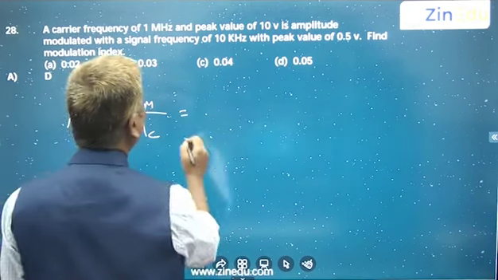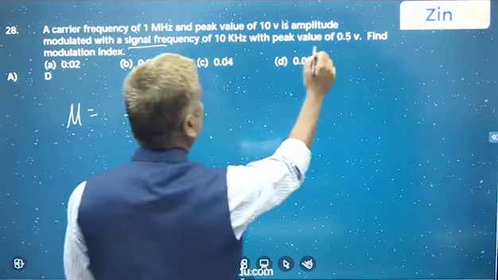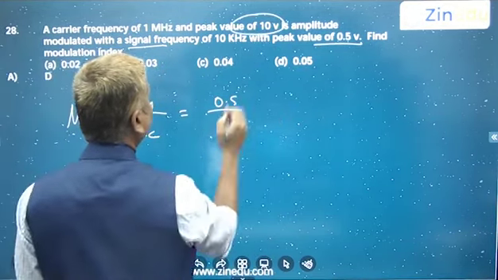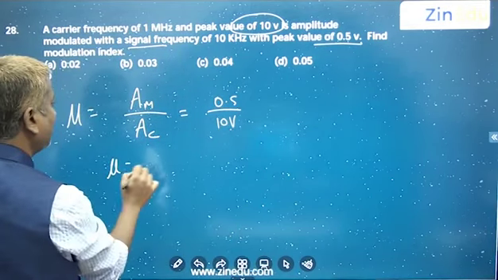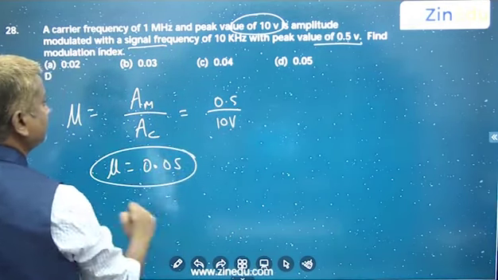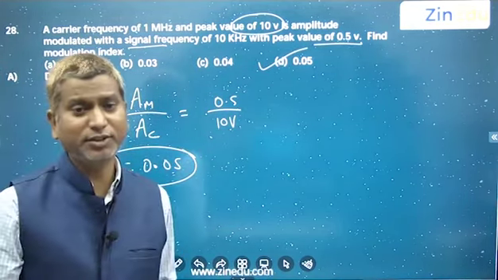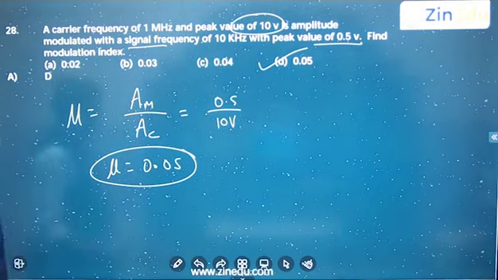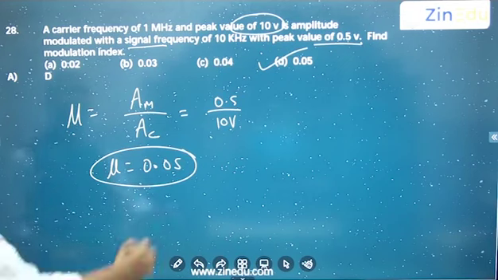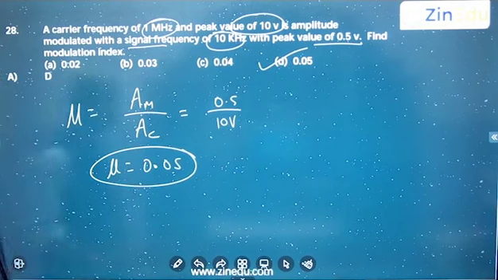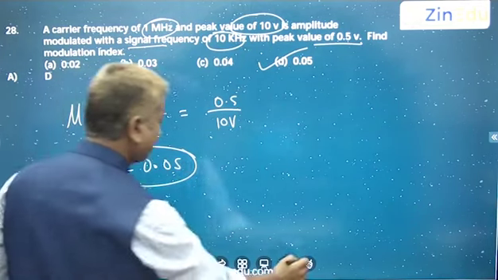So what is the peak value of the signal? 0.5 volts. By the carrier wave peak value, how much? 10 volts. That's all. So the modulation index is 0.05. Correct? This is a question on communication systems, an amplitude modulated wave, using a carrier wave. Generally the carrier wave frequency is more compared to the signal wave. Okay. Next.